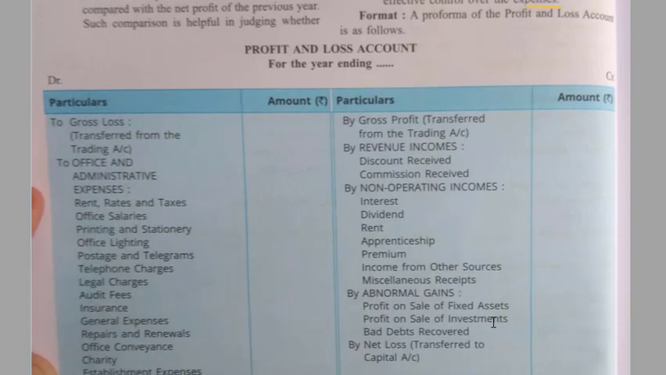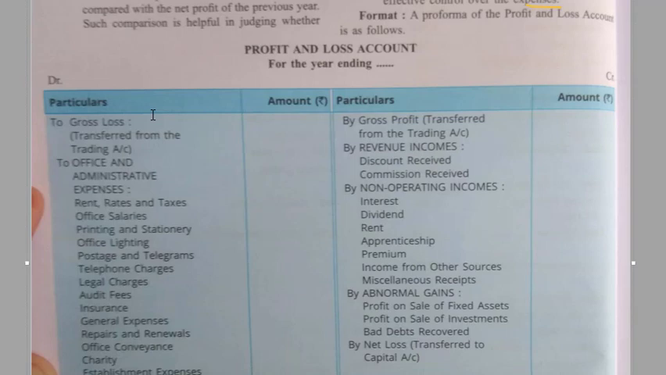So profit and loss account, the heading is profit and loss account for the year ending so and so. On the debit side, you start with gross loss. If there is a loss, then this will be the first item. If there is no loss, then okay. So gross loss, if it is there, is the first item and it is transferred from the trading account.